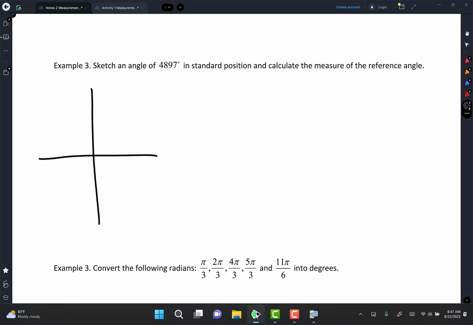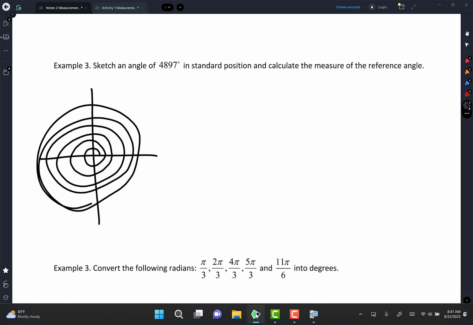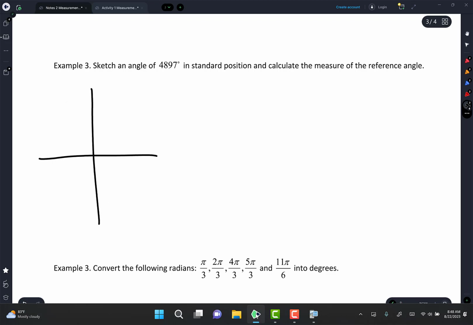So this one says, no, I'm kidding. That's not a demerit. Sketch an angle 4,897 degrees in standard position and calculate the measure of the reference angle. You could, if you wanted to, go 360, 720, and keep going until you reach 4,897. Is that the best way to do it? No. What do you think is the best way to do it?